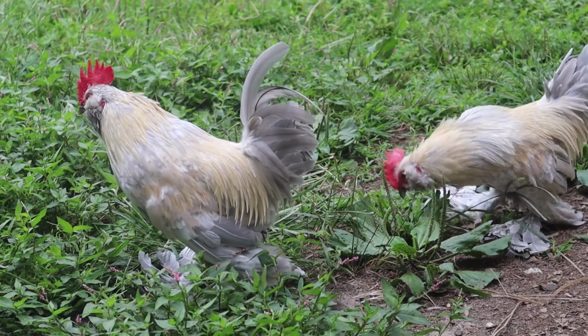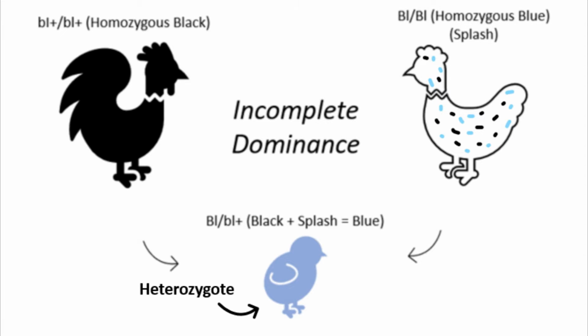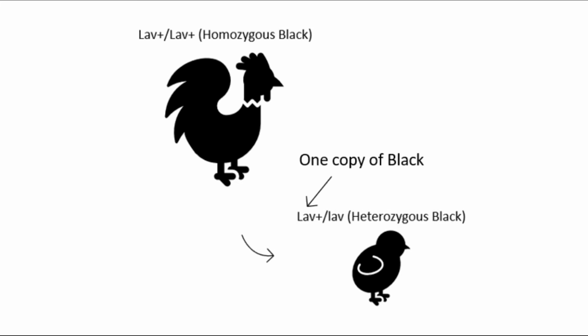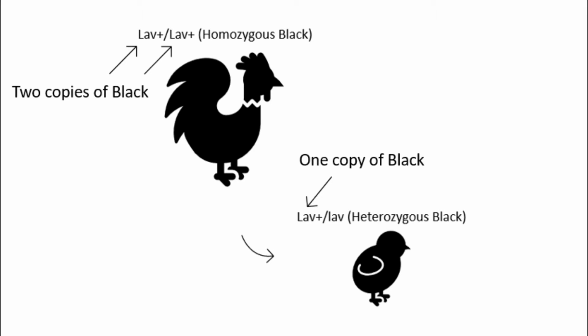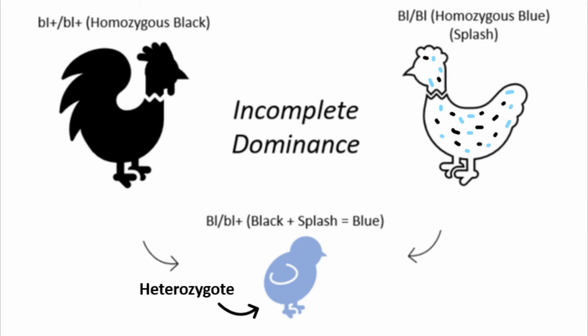Now that we have all that covered, let's get started with incomplete dominance. The difference between complete dominance and incomplete dominance is only something that can be observed in the heterozygote. In complete dominance, the birds will look the same regardless of whether they have one or two copies of a particular dominant gene. In incomplete dominance, that heterozygous bird will look different from a bird that is homozygous dominant.